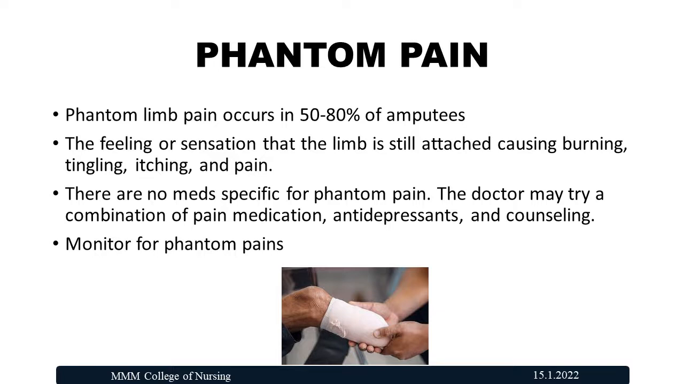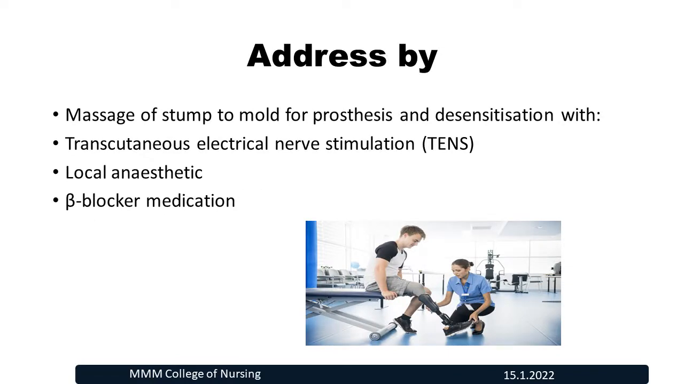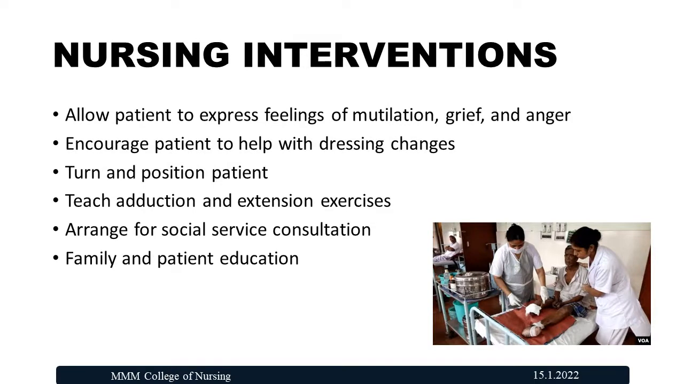How will phantom pain present? We have to assess the pain score. Phantom limb pain occurs in 50 to 80% of amputees. It is the feeling or sensation that the limb is still attached, causing burning, tingling, itching, and pain. There are no medications specific for phantom pain. The doctor may try a combination of pain medication, antidepressants, and counseling. Monitor for phantom pain, massage the stump to mold it for the prosthesis, and desensitization with transcutaneous electrical nerve stimulation, local anesthetic, and beta blocker medication can be administered if necessary.